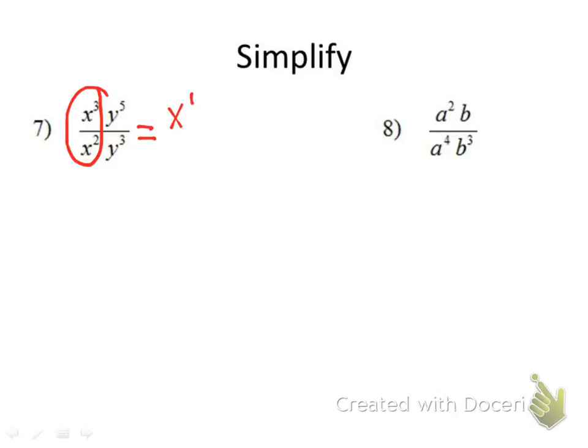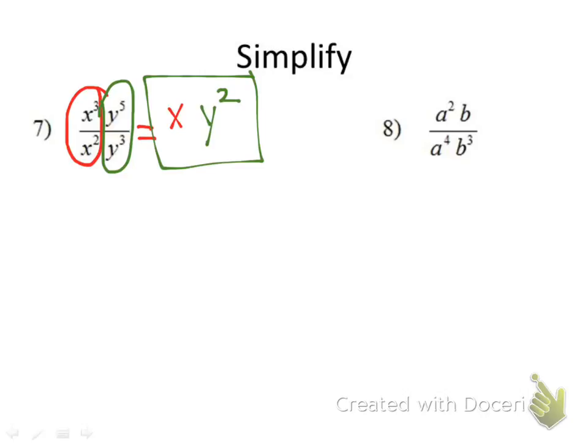Now go to your y's. Y to the 5th over y to the 3rd is y to the 2nd. Good. Do I need an over 1? No. You could write it if you want. We won't count it wrong, but it's just not necessary. A 1 on the bottom is not important, but a 1 on the top is extremely important. All right?